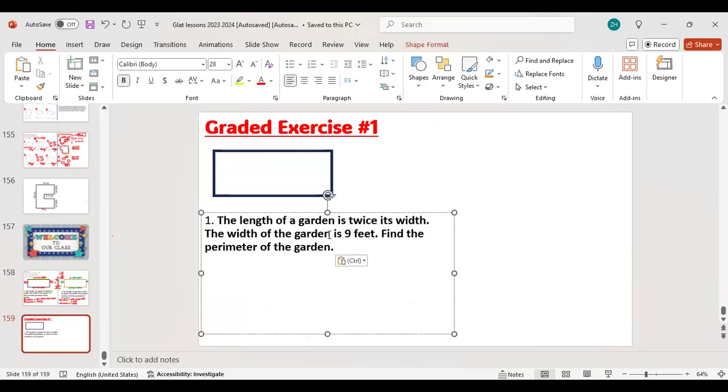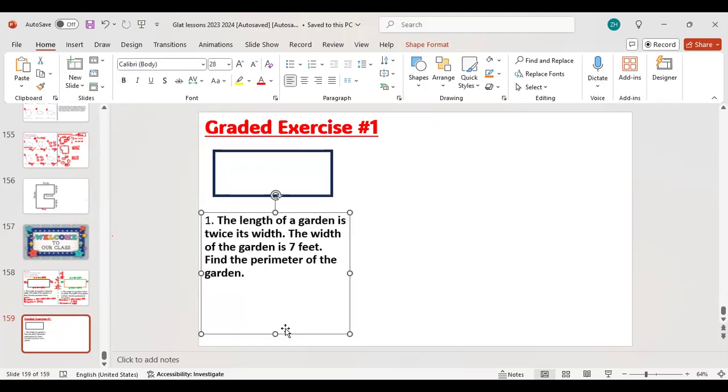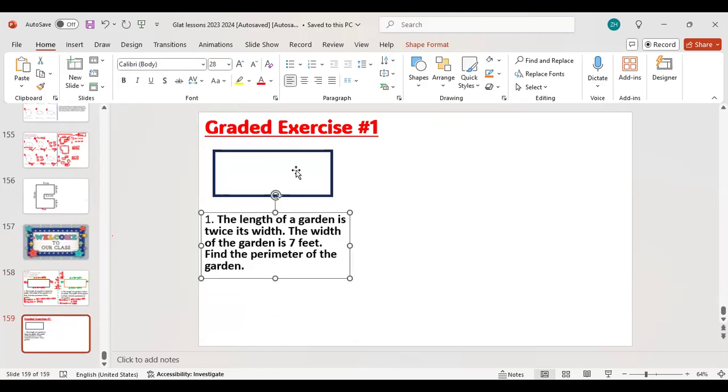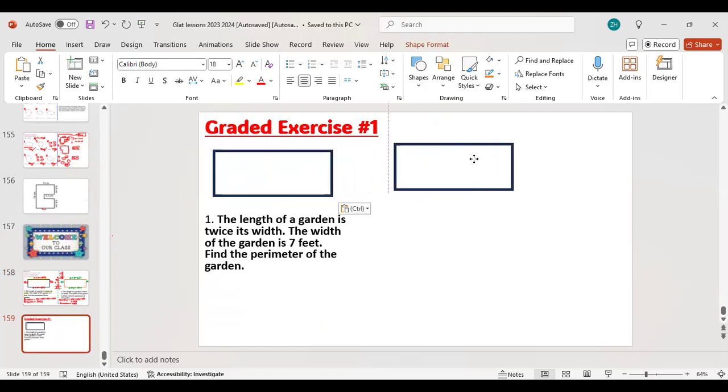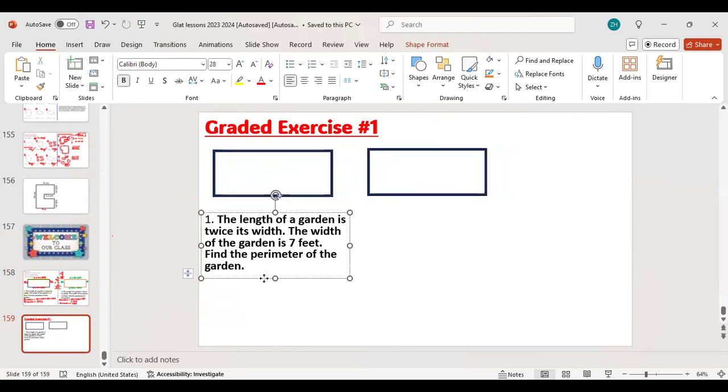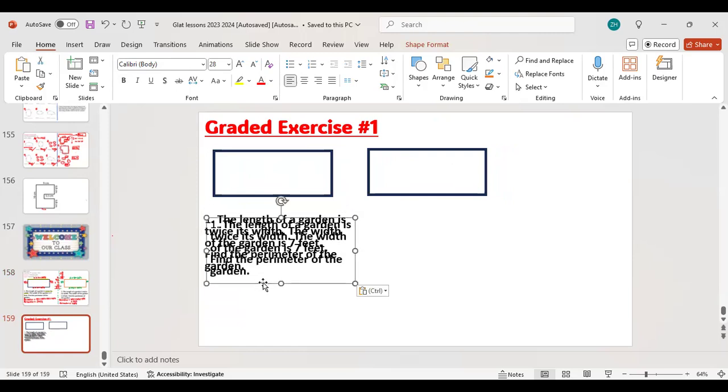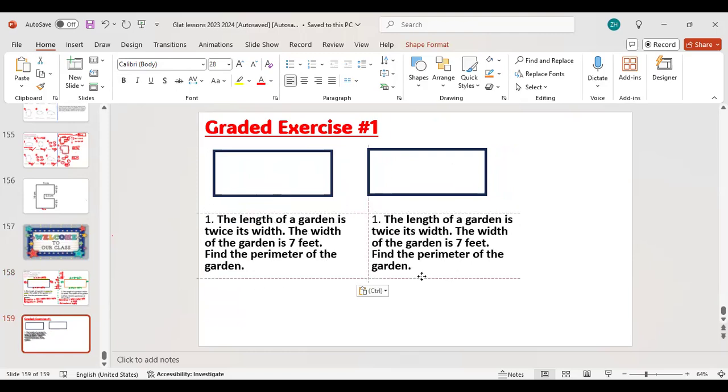The length of the garden is twice its width. The width of the garden is 7 feet. Find the perimeter of the garden. Let's say it's 6 feet.